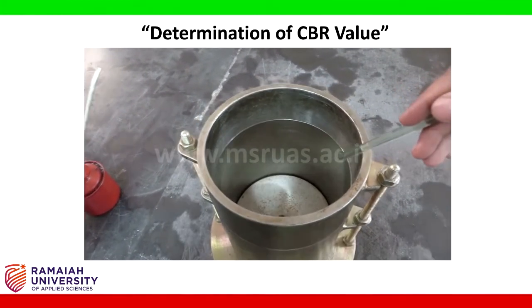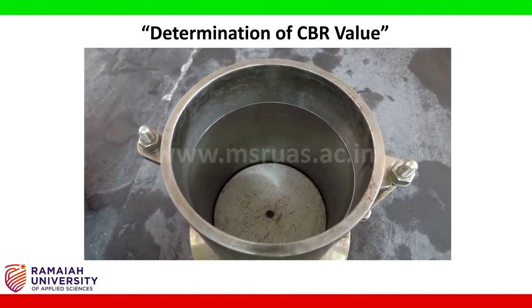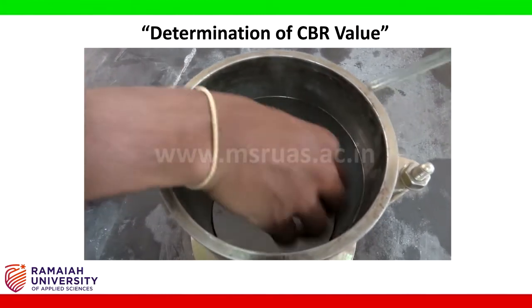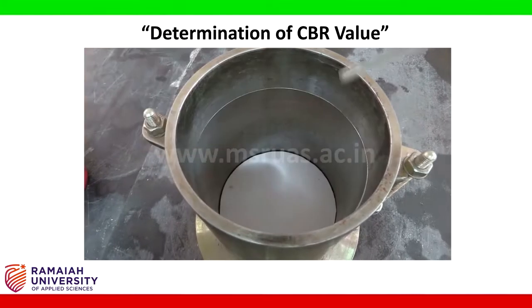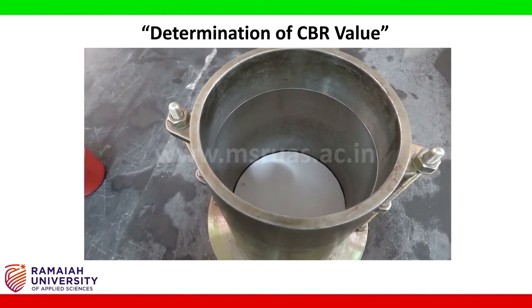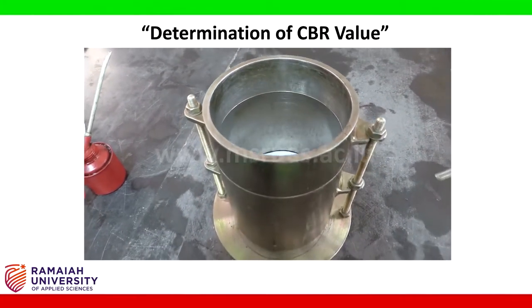Once the spacer disc is placed, we are supposed to place the filter paper at the bottom before the compaction process. The diameter of this filter paper would be approximately 148 mm, and once it is placed, we are now ready with the mold for the compaction process.